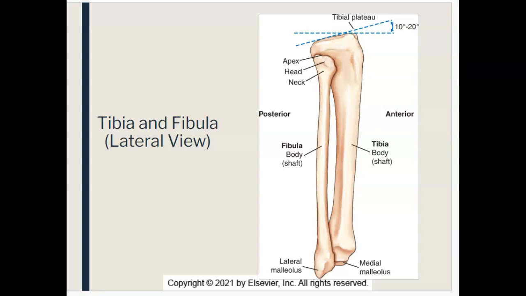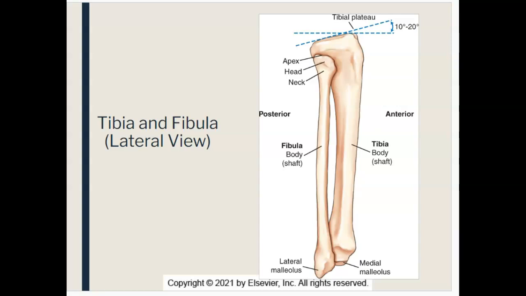So this picture here is looking at the tibia and fibula in that lateral view. One thing I just want to point out, the tibial plateau, which is the top of the tibia, as you can see, is pretty slanted. So when we talked about doing that AP knee, we actually throw an angle on that AP knee so we can see the joint space nice and open.